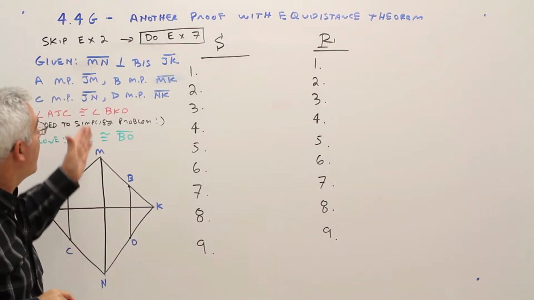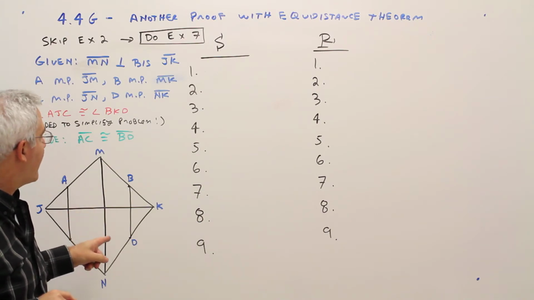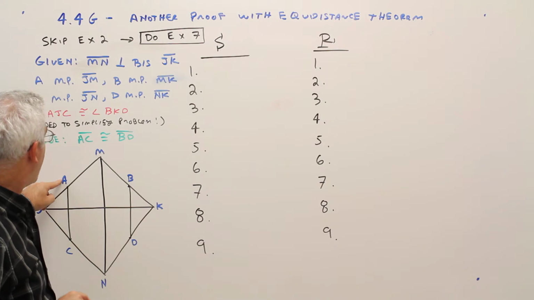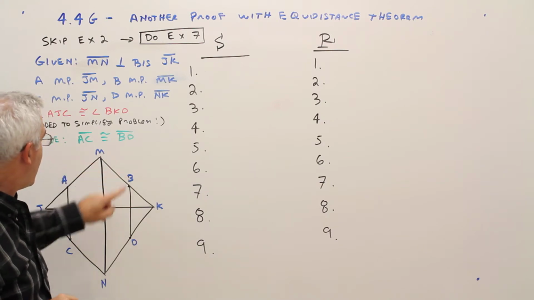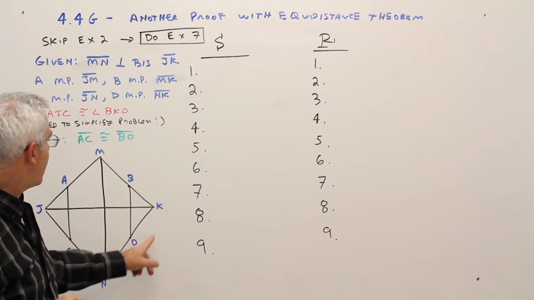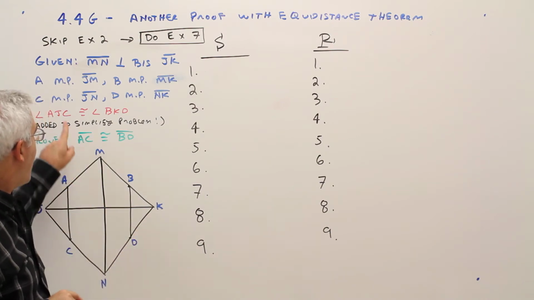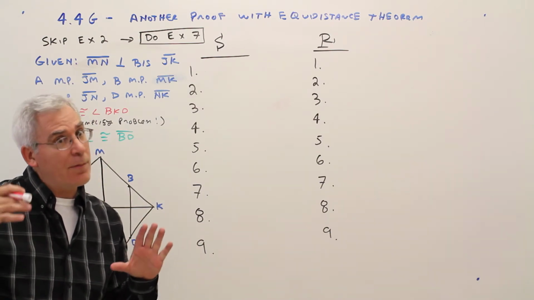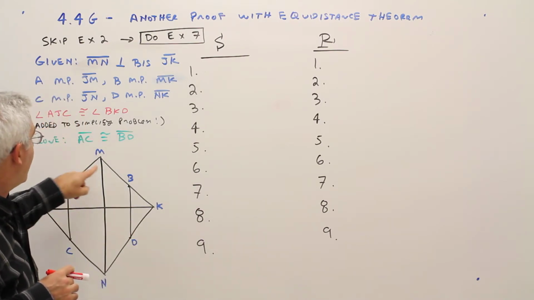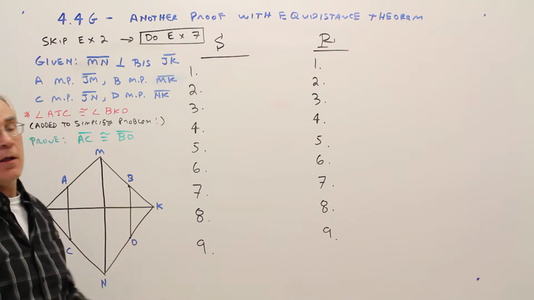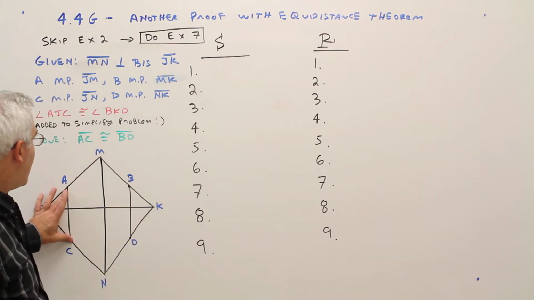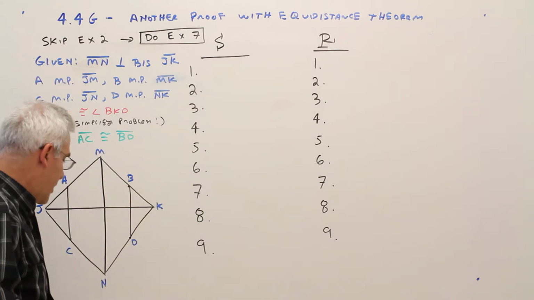Given this figure with MN, the perpendicular bisector of segment JK, A is the midpoint of JM, B is the midpoint of MK, C is the midpoint of JN, D is the midpoint of NK. I also added one more thing to simplify the proof. Also, angle AJC is congruent to angle BKD. After all that, prove that segment AC is congruent to segment BD.